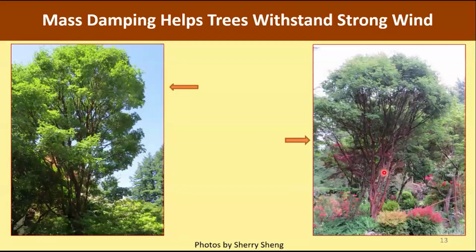Mass damping also helps trees in wind. Mass damping is used in high-rise buildings to reduce movement. The same principle works in trees if we keep leaves throughout the tree. So compare these two maples, exact same species. The right one has leaves only in the top layer, and the left one has leaves throughout the plant. Which do you think will do better in windy conditions? You will be right. The left one will do better.